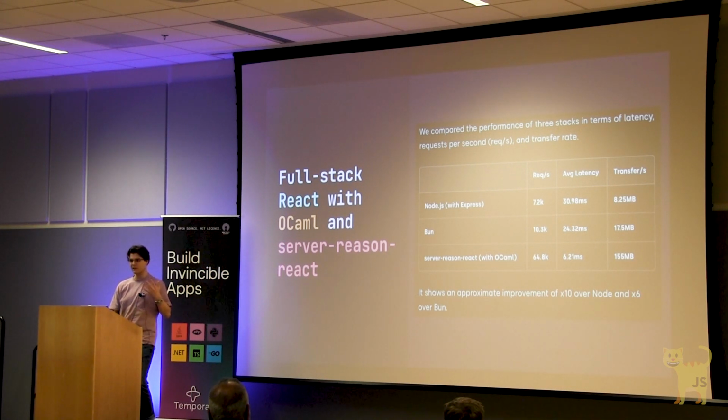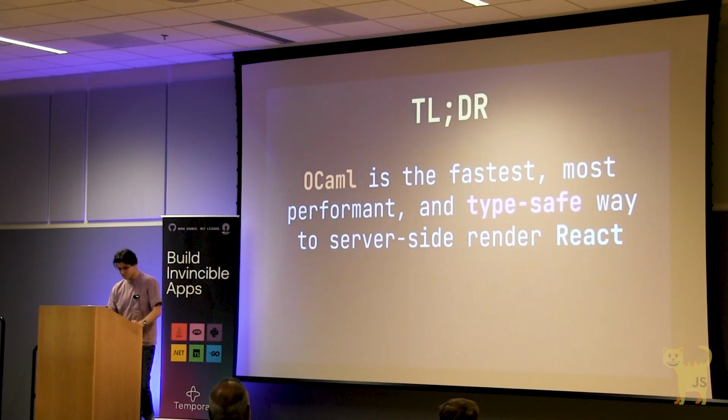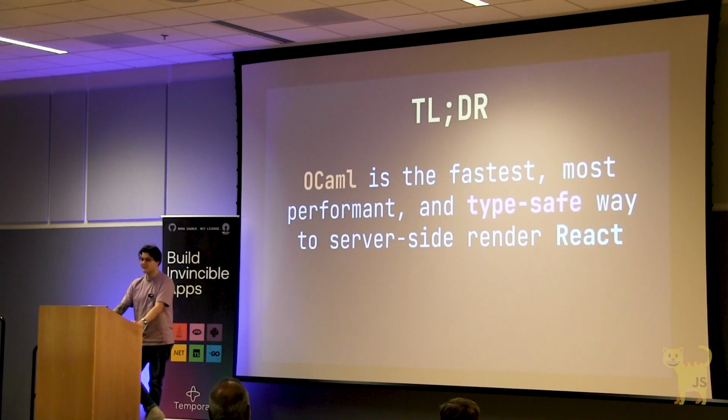Like maybe you're doing e-commerce and even that, 80 milliseconds is $1 million every month. This can boost your performance even more. So yeah, the TLDR is OCaml is the fastest, most performant, and type-safe way to server-side render React.